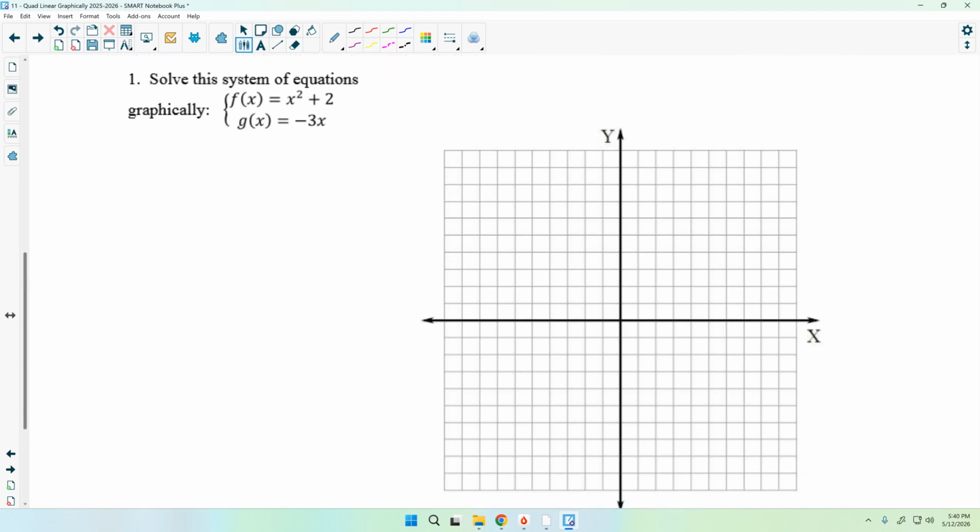negative 3x. G of x is linear. We can graph that right away. It's in slope-intercept form. We can see that the y-intercept is the origin, and then our slope is negative 3, so we're going down 3 to the right 1, down 3 to the right 1, down 3 to the right 1. I always like to graph the linear one first, because I think it gives me a framework of where my quadratic should be or shouldn't be. So we've got g of x equals negative 3x.